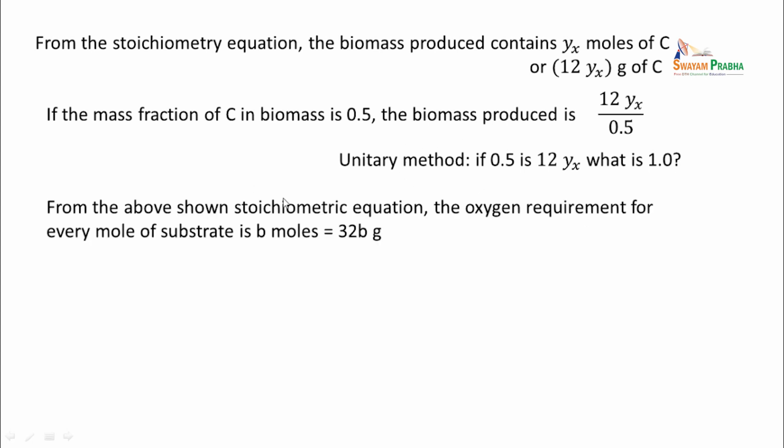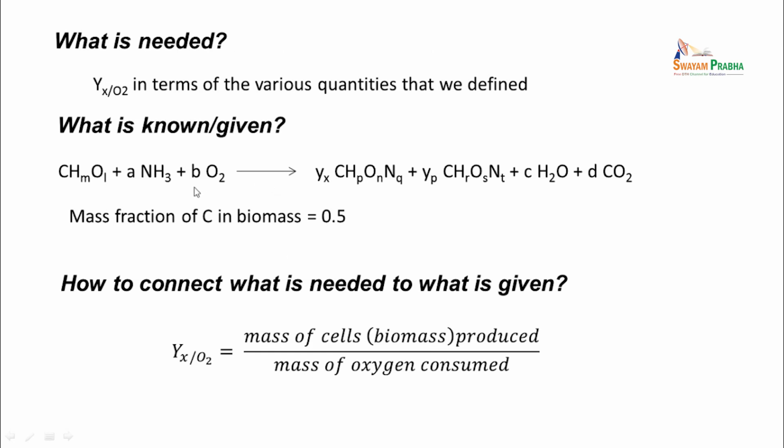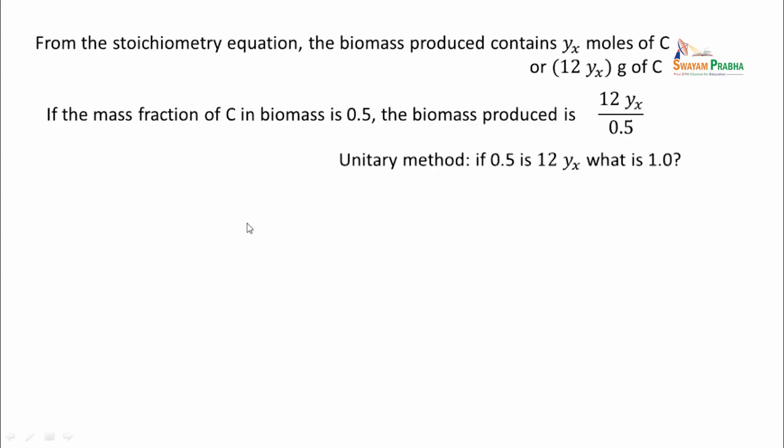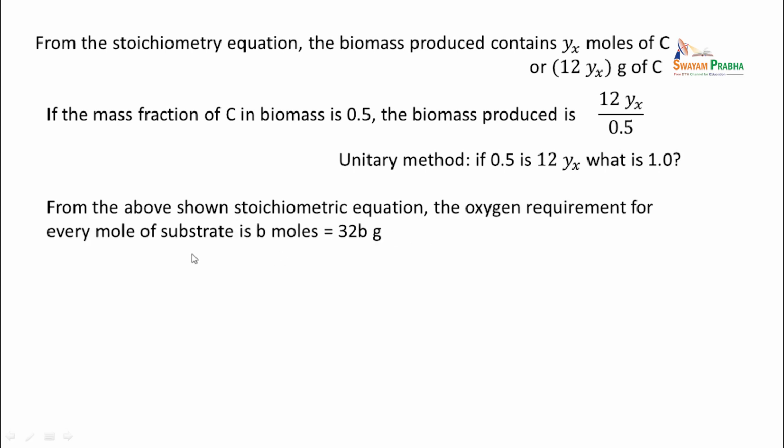From the stoichiometric equation that we saw earlier, the oxygen requirement for every mole of substrate is b moles. Let's just see it again. You have b moles for every mole of the substrate here. And the molecular mass of oxygen is 32, and therefore 32b grams is the mass of oxygen that is required. Here we are converting everything into mass because the yield coefficient is defined in terms of masses.